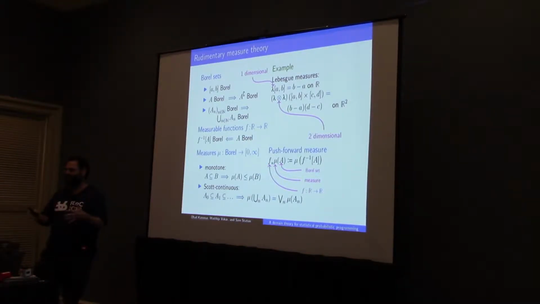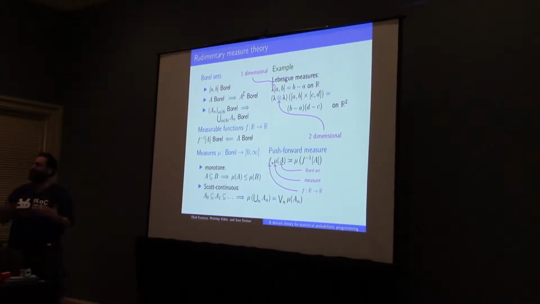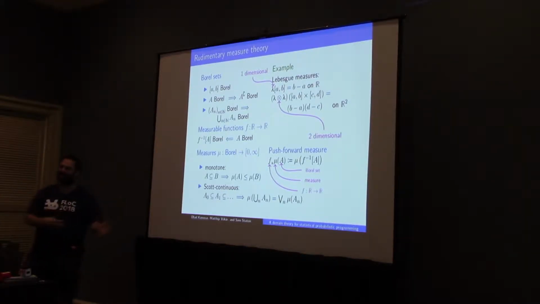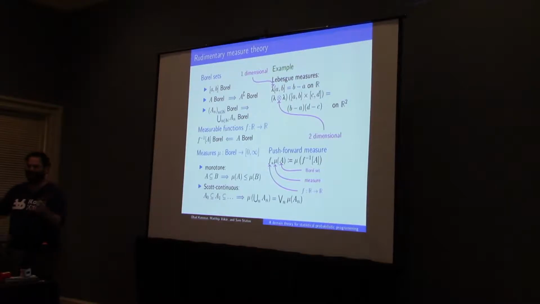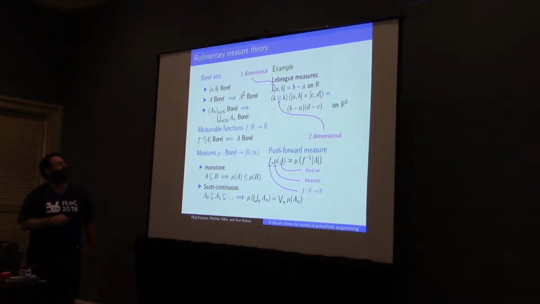If you don't know any measure theory, just think about real numbers. Measure theory is all about looking at the real numbers and then generalizing to all cases. So what's happening in the real numbers? The Borel sets are inductively given by all the intervals. And then if you have a Borel set, you can complement it. That's another Borel set.